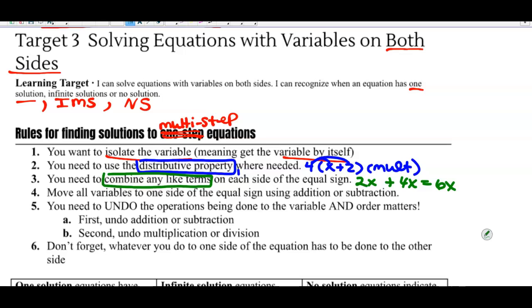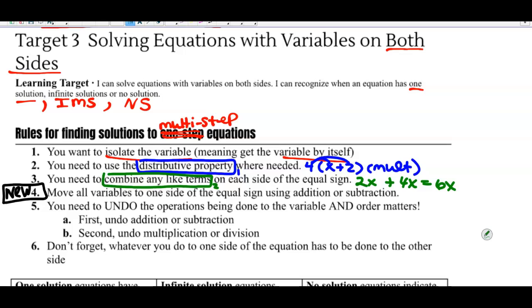Next, this is our new step. So this is what's new. We have not learned this step yet. So I'm going to go back and put a little 2 there. This is where the new one comes in. So once you have distributive property on both sides of the equal sign, once you have combined like terms on both sides of the equal sign, both sides will be simplified.